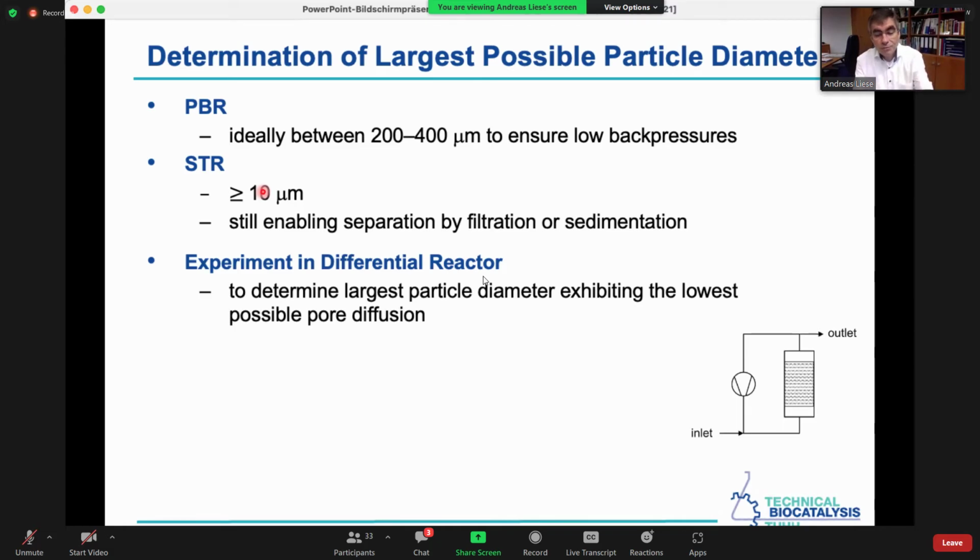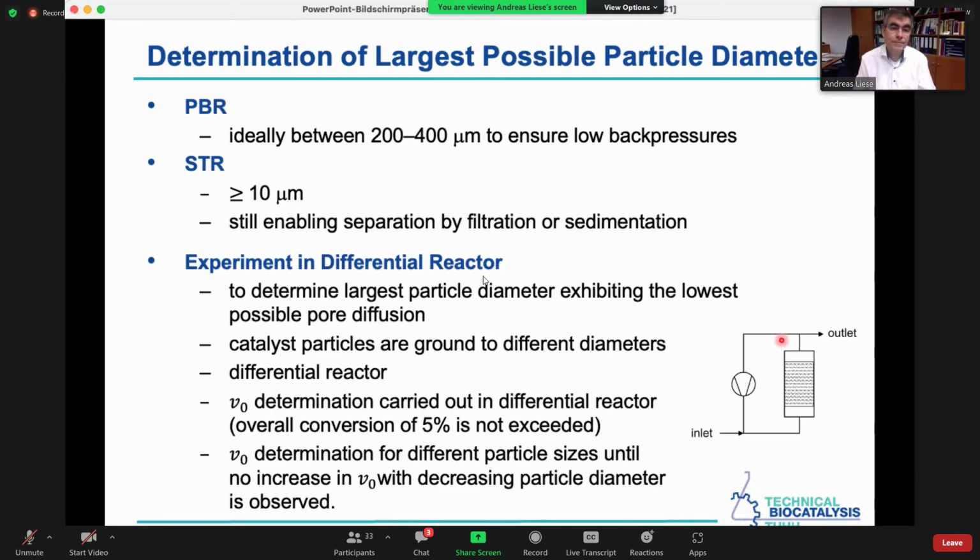Now, what is the experiment that we can use to find out practically what would be the best particle diameter to apply in our reactor, in our plant? Here we are switching over from what I introduced beforehand, the integral reactor, to a differentially operated reactor, the circulation loop reactor we discussed just before, to determine the lowest possible diffusion limitation. How does the experiment run? We determine the largest possible diameter.